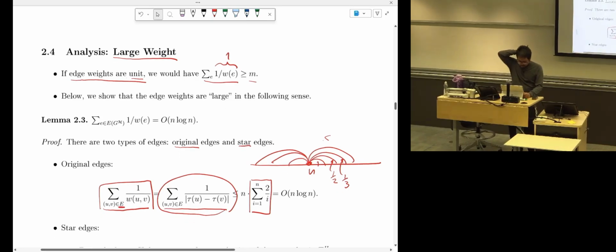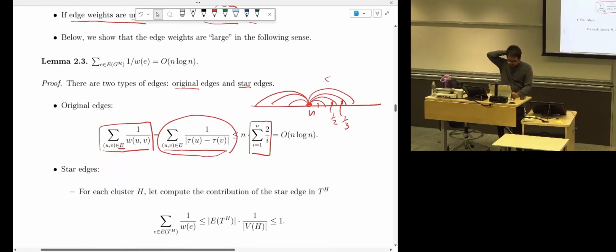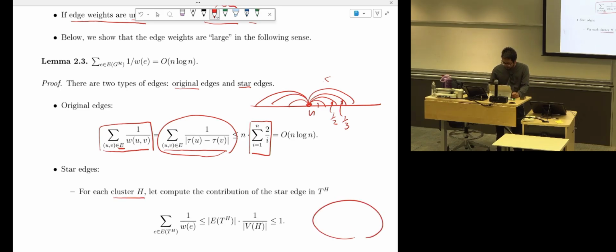Okay. And for the star edges, that's also quite easy. For each cluster H, I have a star. So now for each star, the weights here are like the size of the cluster.